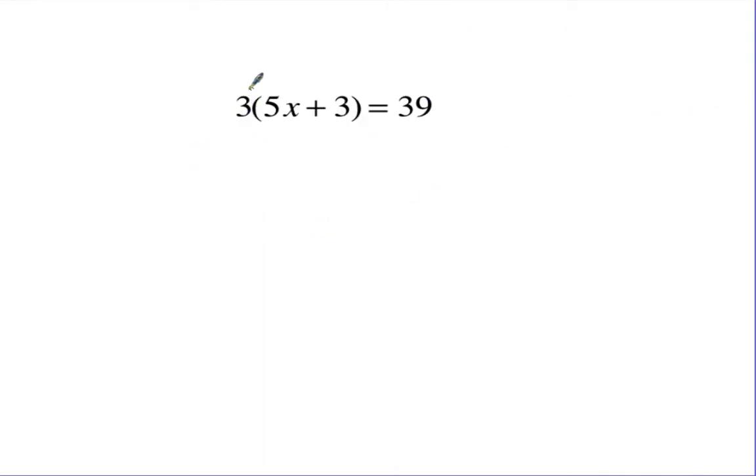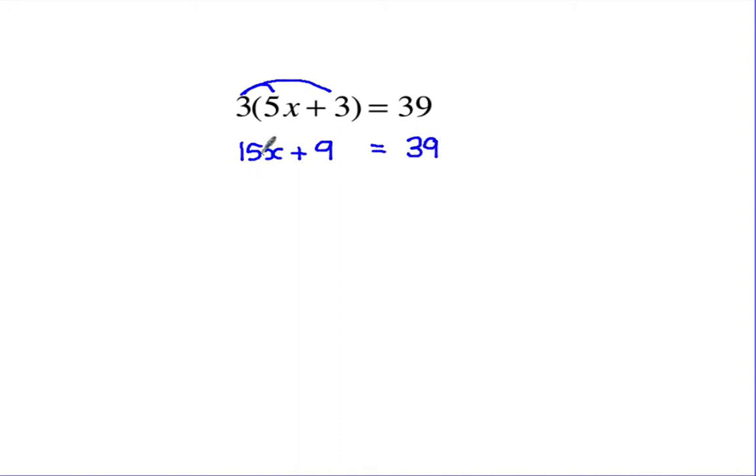We've introduced brackets into this equation just to make it a little bit more difficult. And so we're going to start here by removing the brackets. So that's 3 lots of everything in here. So that's 3 lots of 5x, which is 15x, and 3 lots of 3, which is positive 9. And that all equals 39.